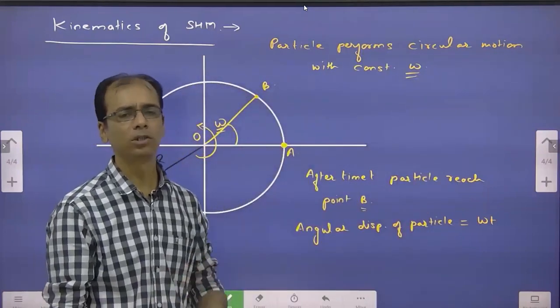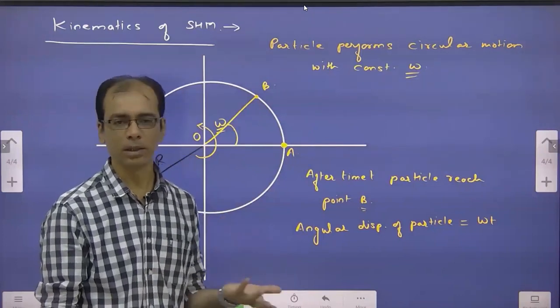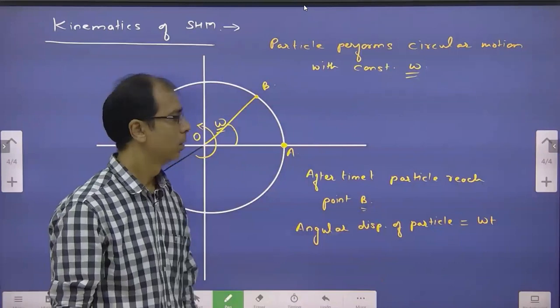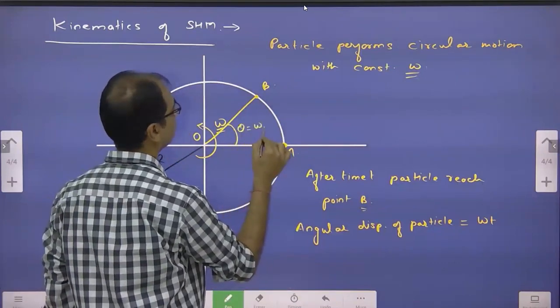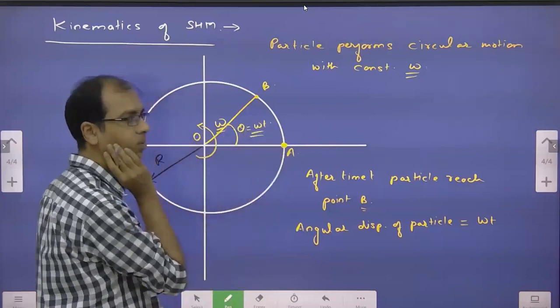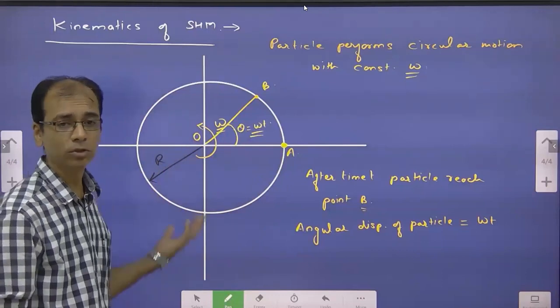Theta equals omega initial into t plus half alpha t square. But alpha is not there. So theta equals omega t. That's it. So this angle is theta, which is equal to omega t. Fine, no problem. But where is SHM? This is circular motion only.